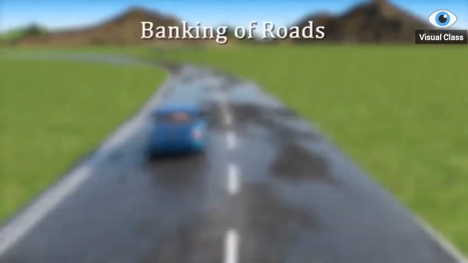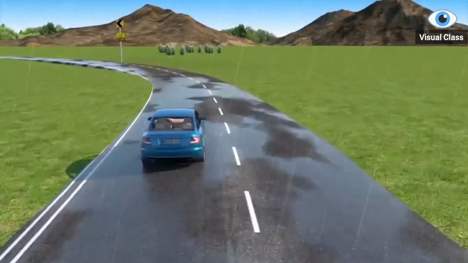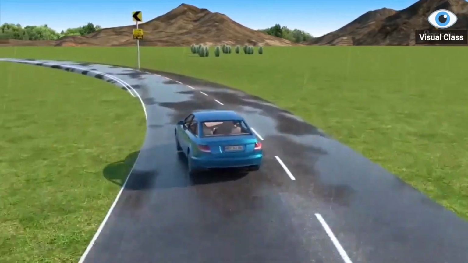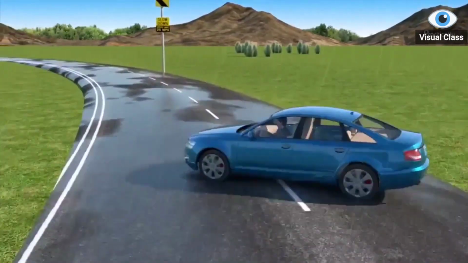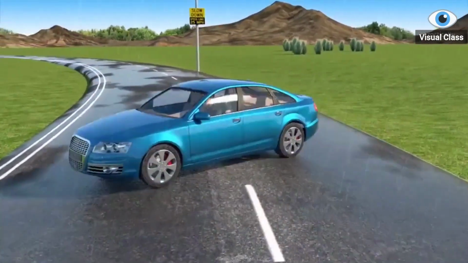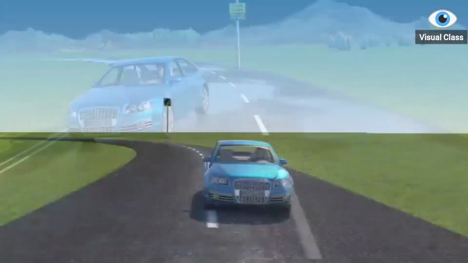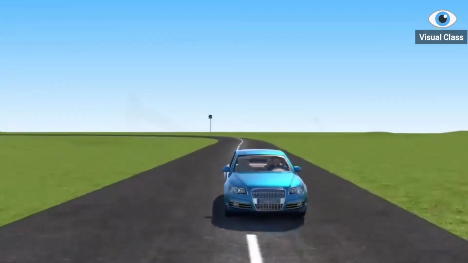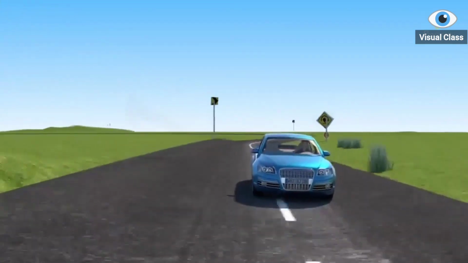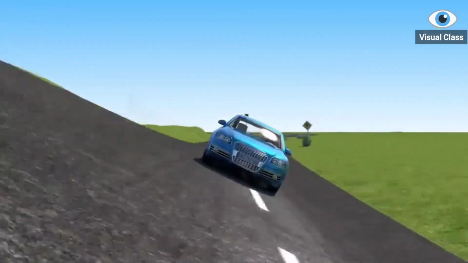Banking of roads. We cannot always rely on friction as it depends on external factors such as rain or frost, which significantly decreases the value of static friction. To avoid skidding of vehicles at turns, the outer edge of the road is raised up, which is called banking.